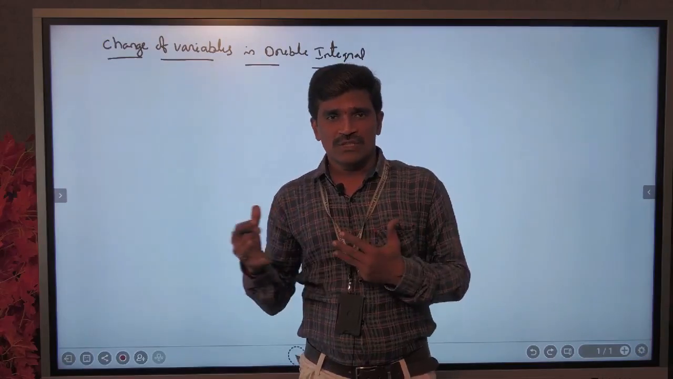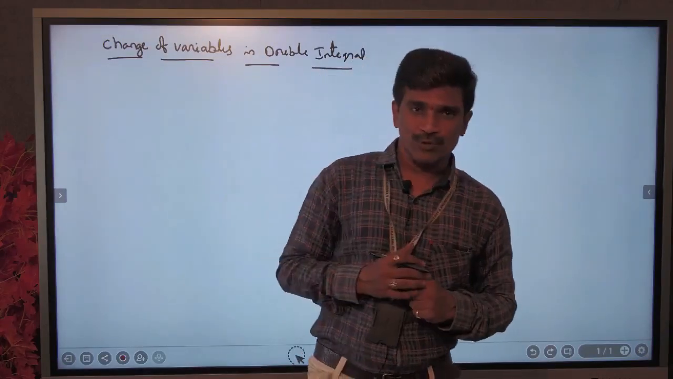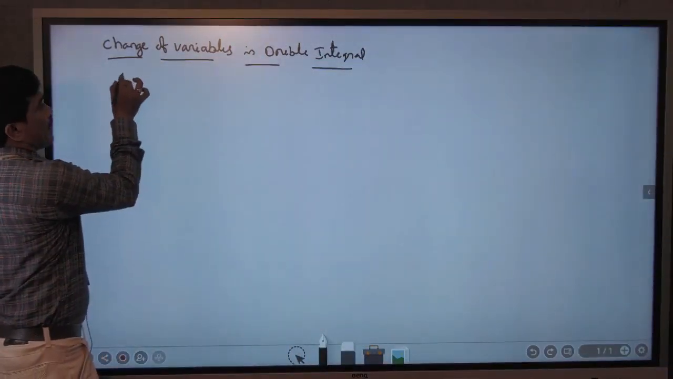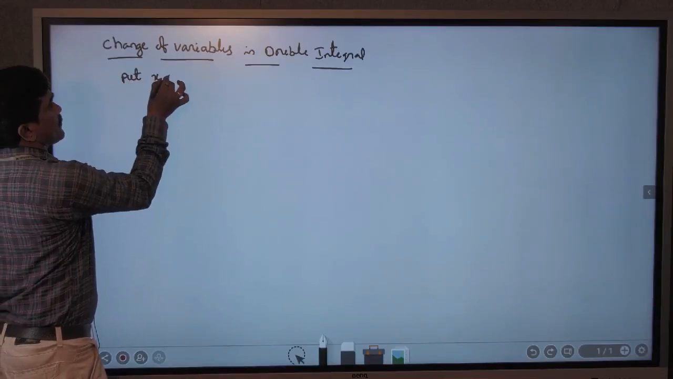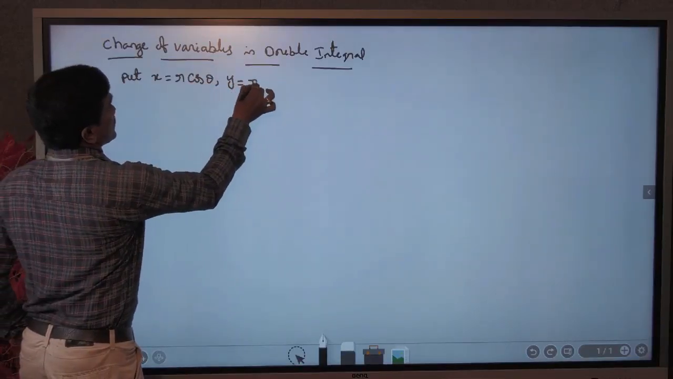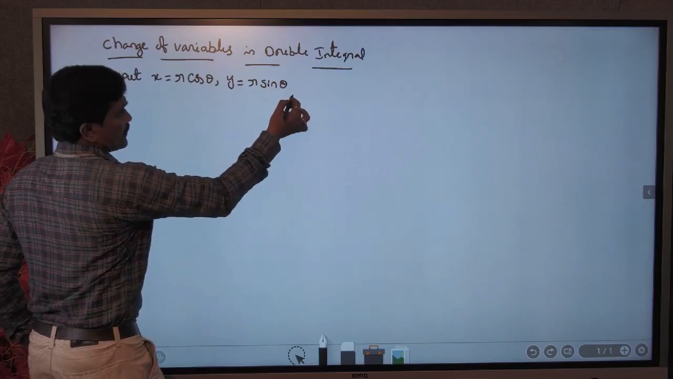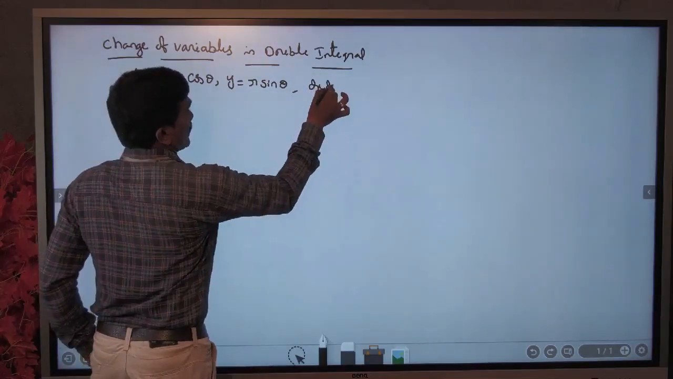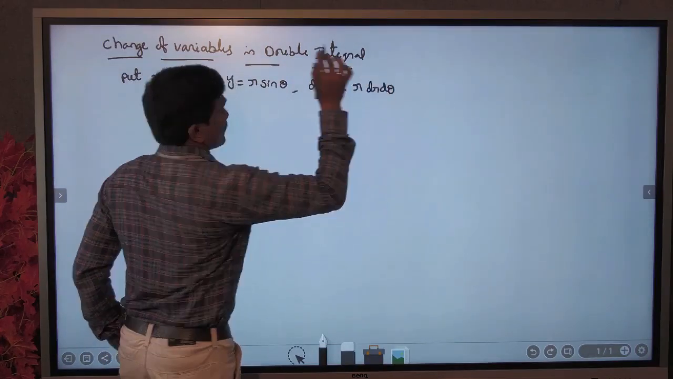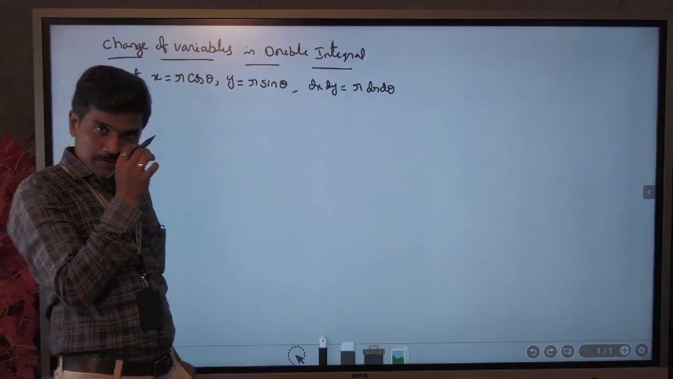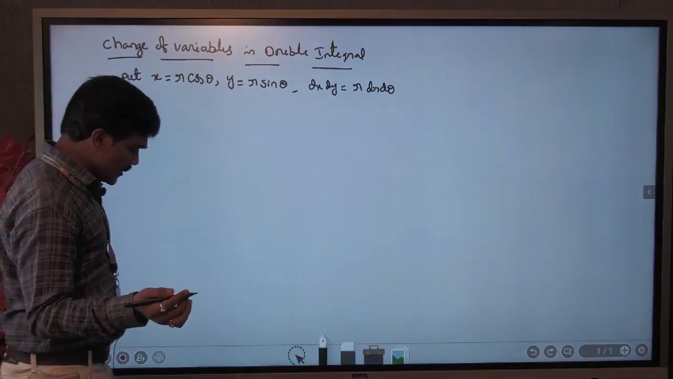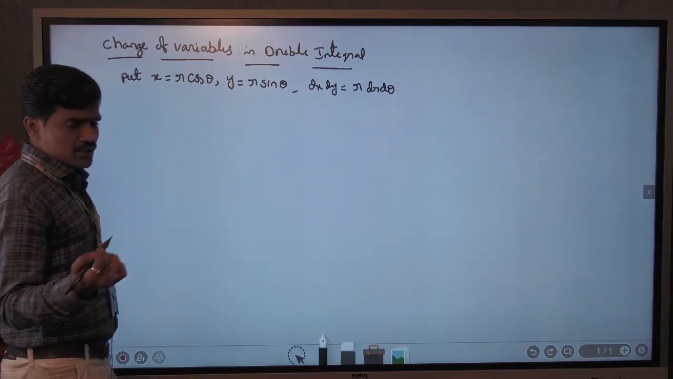So, how to change into polar form? Here we have to take some substitution. So what is that substitution? To change into polar form, put x is equal to r cos theta and y is equal to r sin theta, and then dx dy is written as r dr d theta. This is the substitution to change into polar form, right. Now we take one example of change of variables.